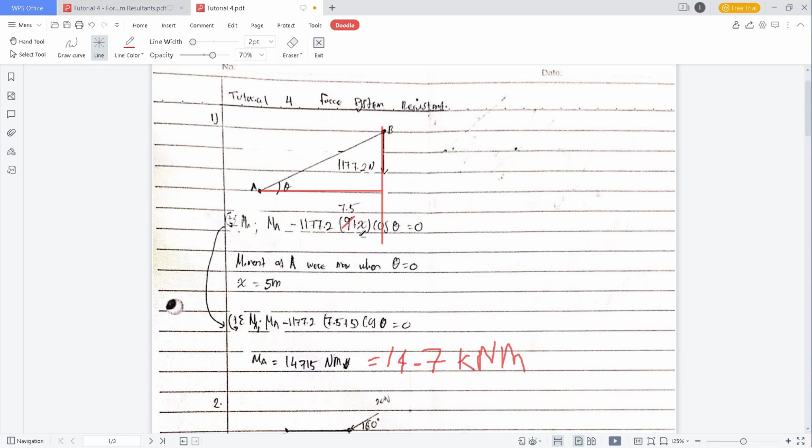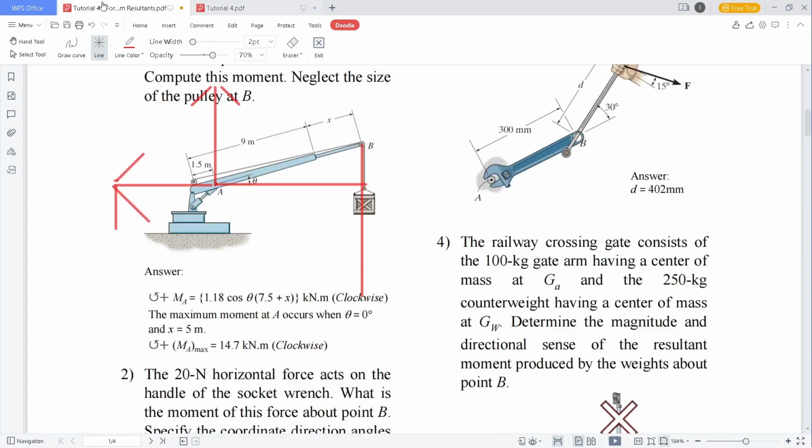Since we want the horizontal distance, you need to multiply by cos theta. The negative indicates that this weight causes a movement in the clockwise direction, because our analysis assumes the sum of movement at point A with anti-clockwise as positive. So when we make the analysis, this force makes a clockwise movement, so the sign will be negative, and we have to include the MA.